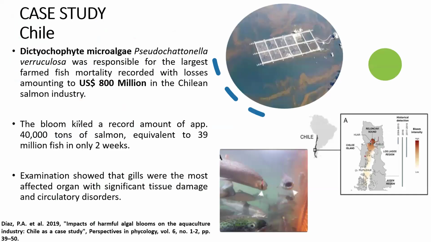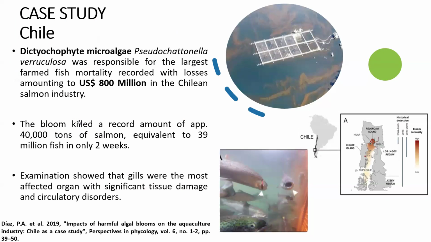Firstly, one of the biggest challenges to the salmon industry in Chile is harmful algal blooms. In 2016, a dictyophyte bloom was responsible for the largest farm fish mortality recorded, with losses amounting up to $800 million in the Chilean salmon industry. Now, this bloom killed a record amount of approximately 40,000 tons of salmon, equivalent to 39 million fish in only 2 weeks.